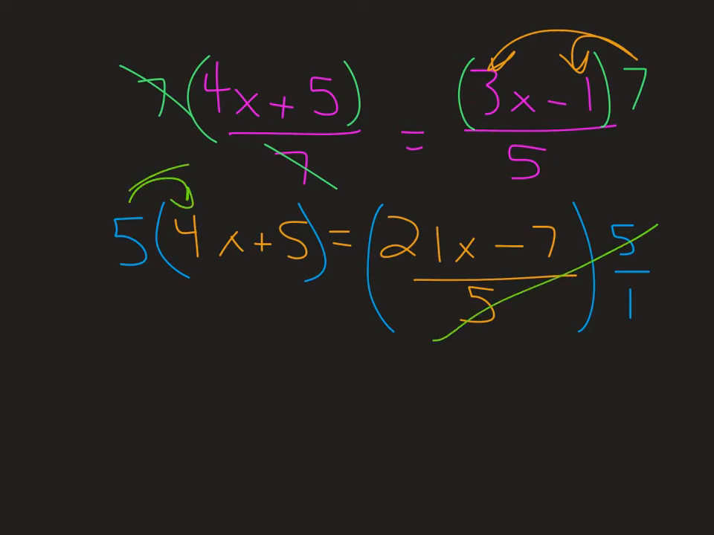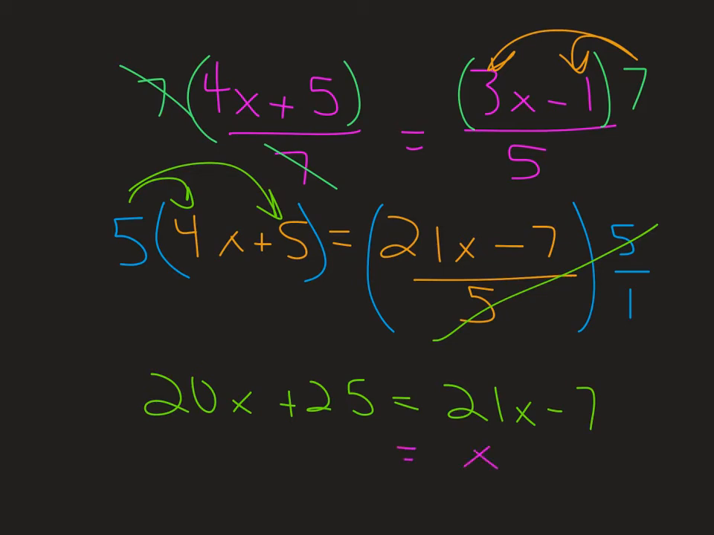On the left side, pew, pew! Let's distribute. 5 times 4 is 20. 5 times 5 is 25. And that's going to be 21x minus 7. And let's go ahead and subtract 20x over there, and then add 7 over here, so we get 32.